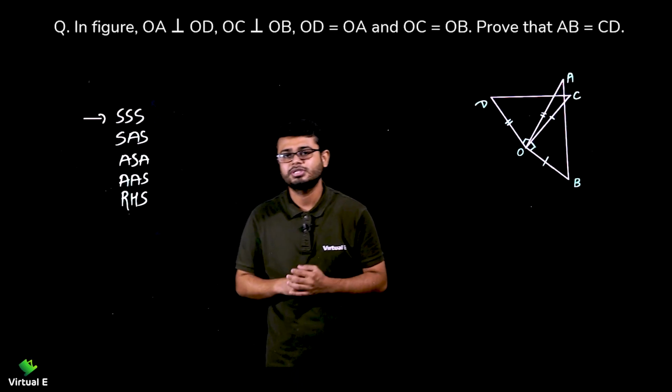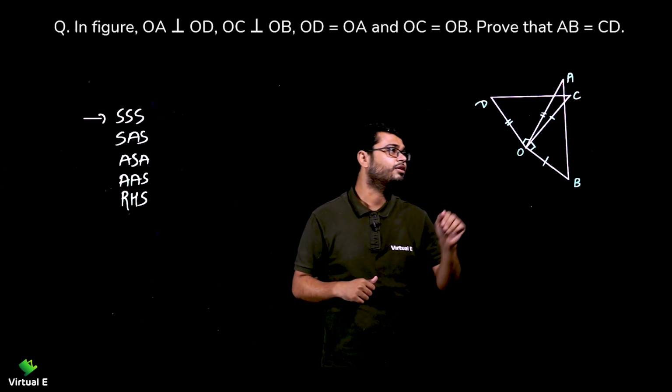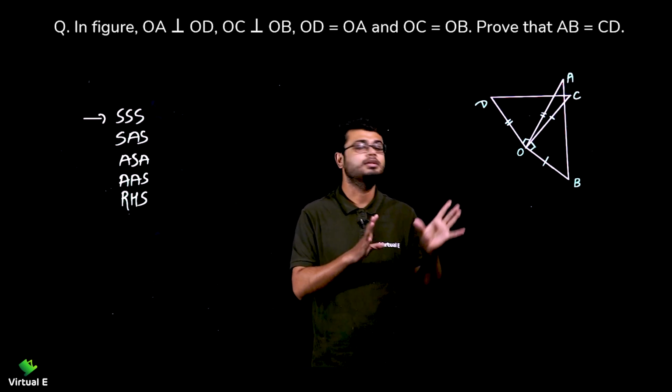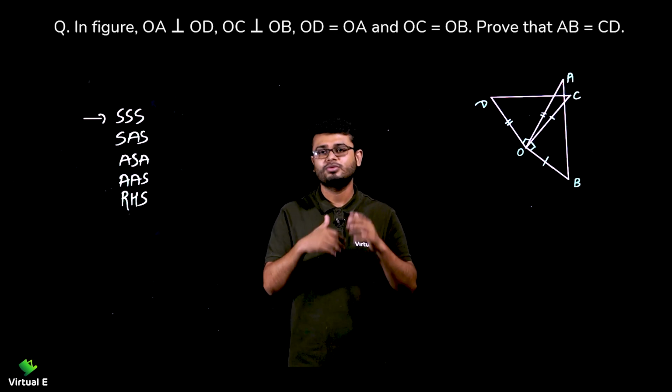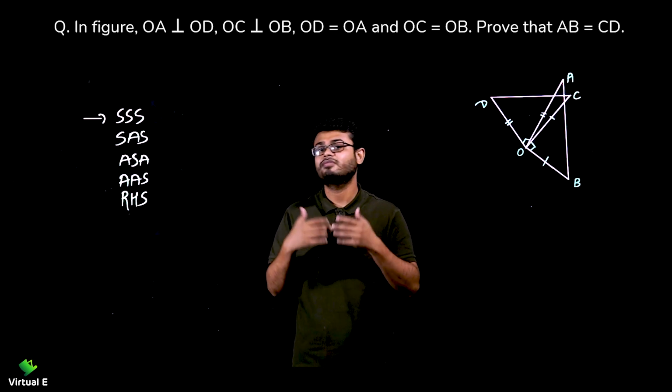Let's start with one more question. We have this complicated figure over here. We need to identify the triangle we want to prove congruent. So we need to identify what conditions we have and what we need to prove.